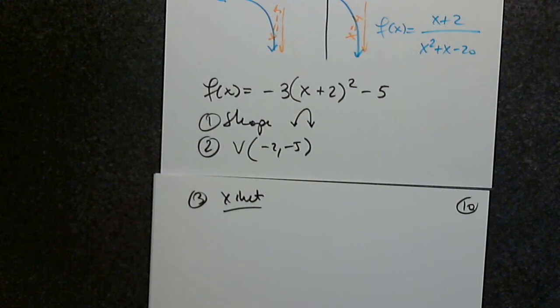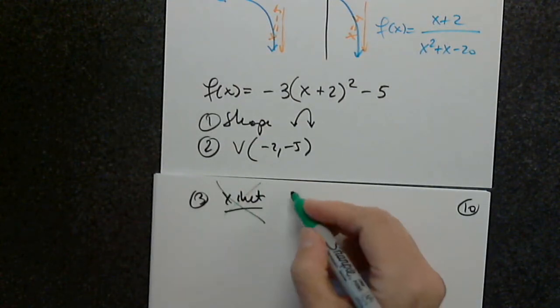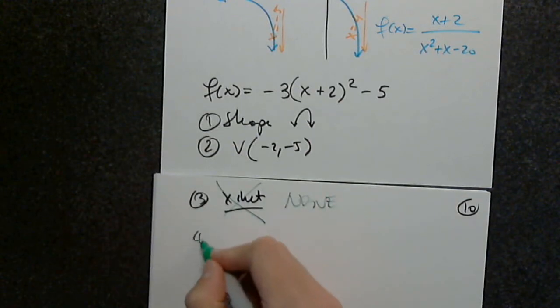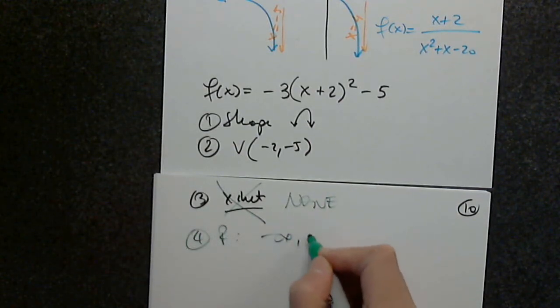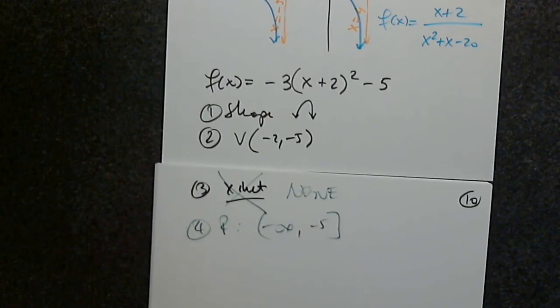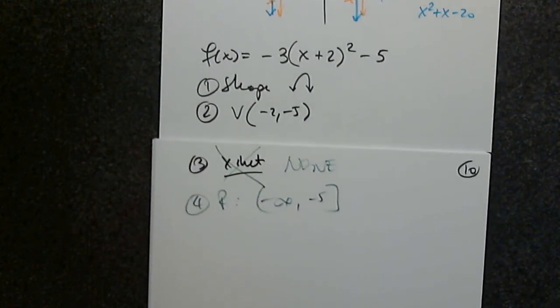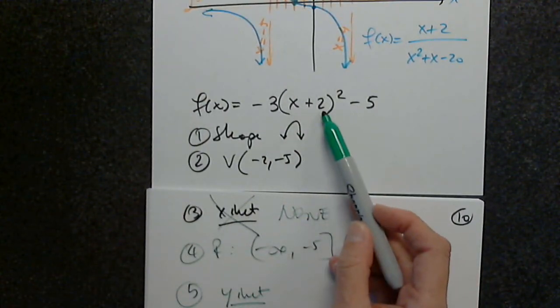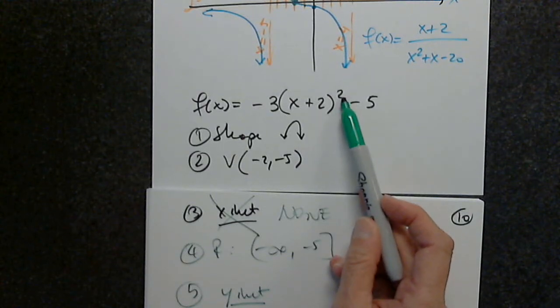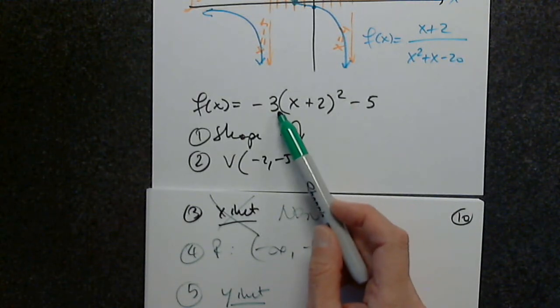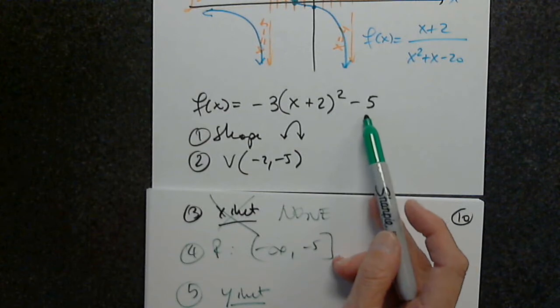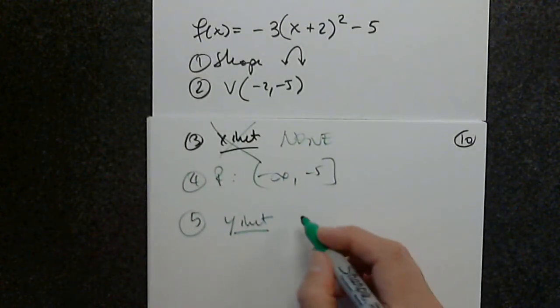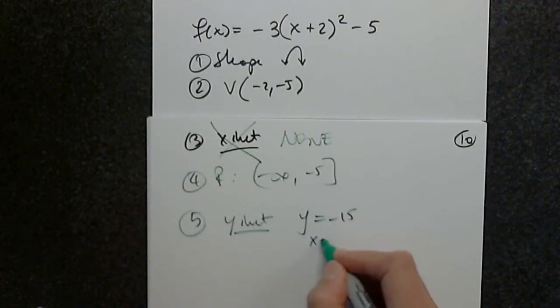The x-intercepts don't exist. None. Because the range is (-∞, -5], and it has a maximum. But the y-intercept has to be determined. That will always exist. So let's do this together. 0 plus 2, 2 squared is 4. 4 times -3, and -12 minus 5 is -15. So y equals -15 when x is 0.